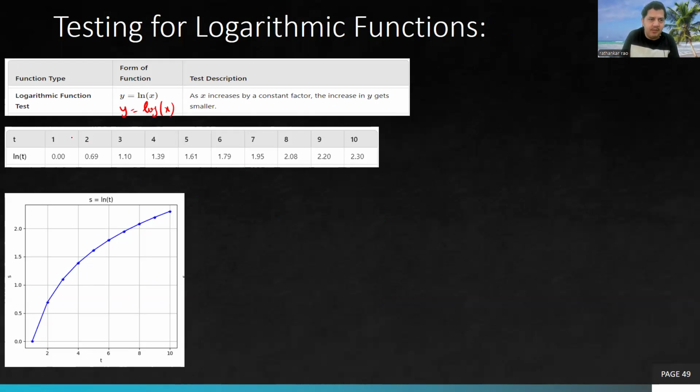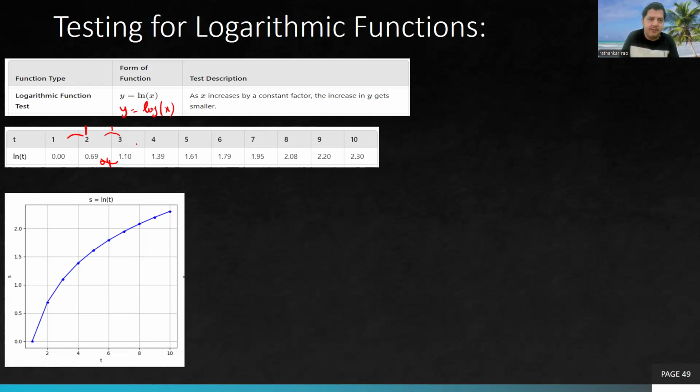See, for example, if you look at this here, x increases from 1 to 2. It's increasing by only 1 unit. How much is y increasing? 0.69. See here, as x increases once again by 1 unit, how much is y increasing? 0.7 to 1.1. How much is it? Which is around 0.4 here. So here it is only 0.4.